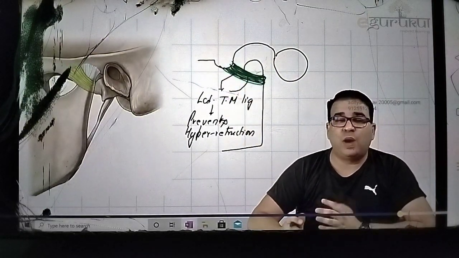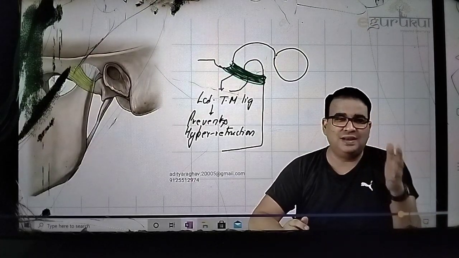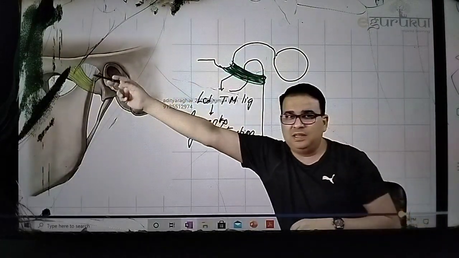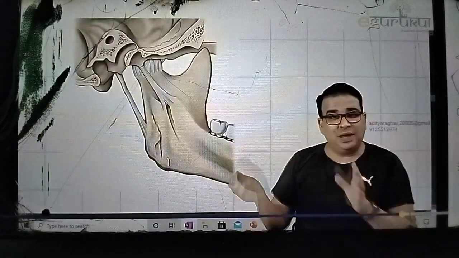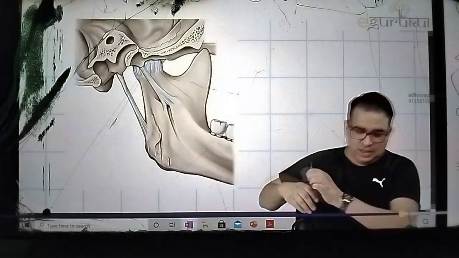What about the false ligament, guys? And why do we call them false ligament? False ligaments are those which are not directly supporting the TMJ, which are not directly in relation to the capsule here. Now look at this picture. You're looking at the two ligaments there, from the inner side. You're looking at the ramus of mandible from the inside now.